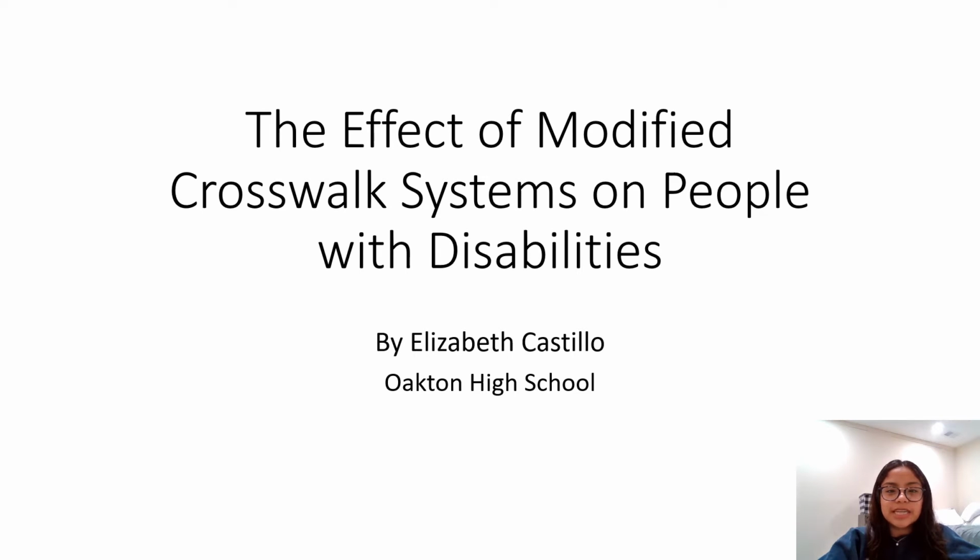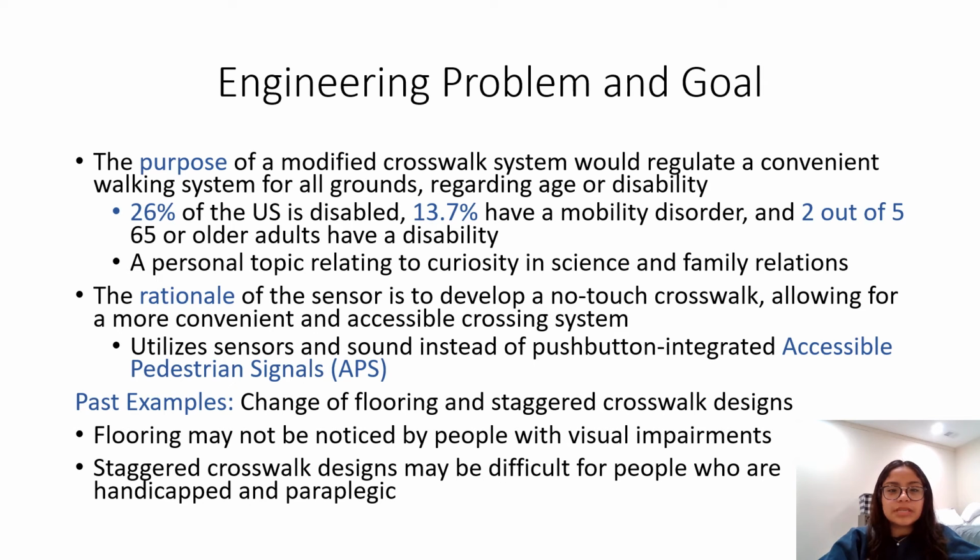I'm a sophomore from Oakton High School, and my science fair project is on the effect of modified crosswalk systems on people with disabilities. The discrimination faced by people with disabilities in walking systems increased the number of fatalities. A study by Georgetown University suggests more than 75% of crashes involve a wheelchair user. The purpose of the experiment is to accommodate the largely neglected disabled community with a modified crosswalk.